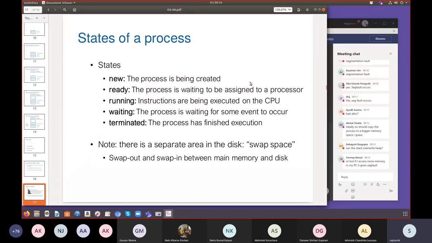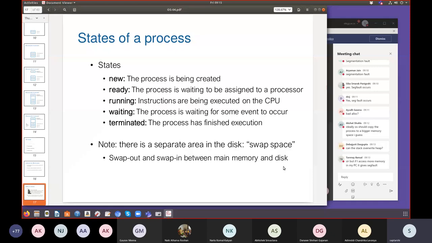So since it is understood that this process is waiting for some event to occur, and there is no point in allocating the CPU to this process until that event has occurred, in such a situation it may be wasteful to still keep the process in the memory. So then the OS may decide to swap out the process to an area called swap space. Usually it is a separate area in the disk. So when a process is swapped out, we mean that it is temporarily removed from the memory and kept in the swap space.